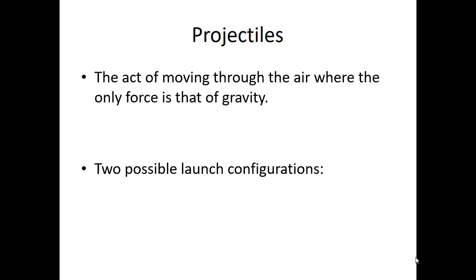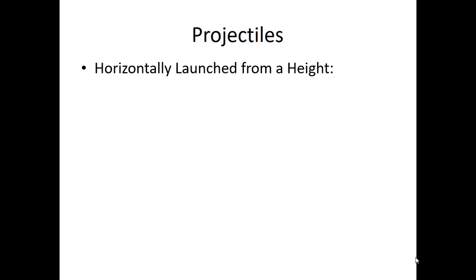There are two possible launch configurations that we'll learn about. The first one is projectiles that are horizontally launched from a height. So, like a ball that is rolling off of a table. So it initially leaves the table horizontally, and then it falls to the floor as it travels outward.